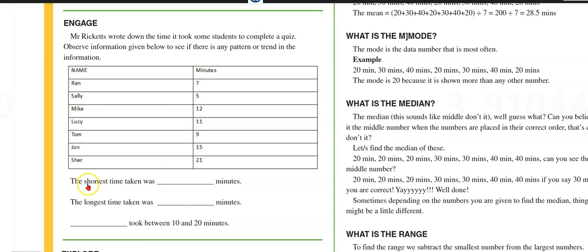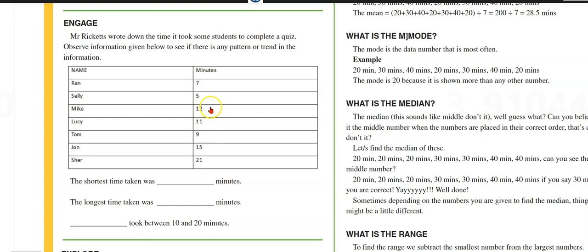Alright, let's take a look at the questions they have here. The shortest time taken was, let's go through here, I guess Sally with 5 minutes. That's the shortest time. Longest time taken was, I guess, Sher with the 21. Dash took between 10 and 20 minutes. So look for 10.